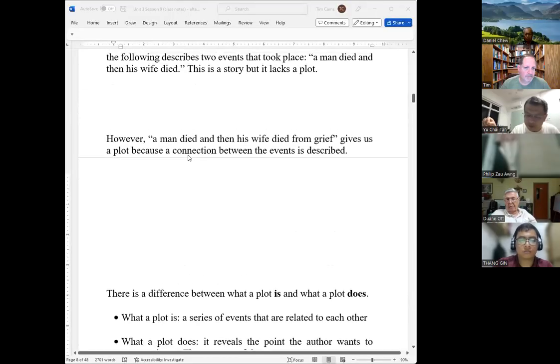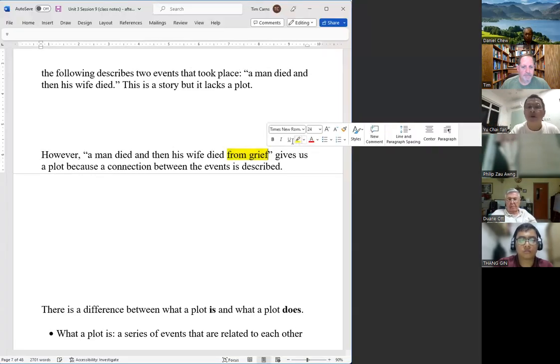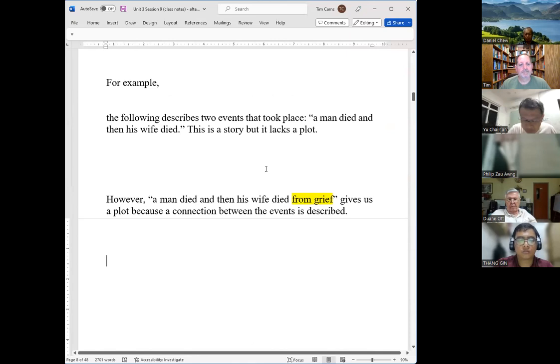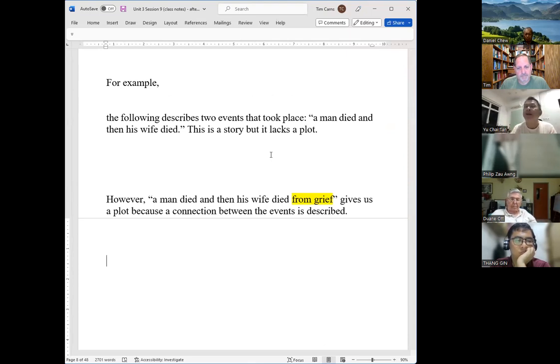Any clarifications? Yeah, Pastor Tim, can I ask two questions? Based on the example just now, a man died, his wife died, they can become two independent statements that are not connected. However, the subsequent example, a man died, then his wife died because of grief, right? So my first question is, in order to see the plot, does it mean we have to pay attention to conjunctions in the narratives, especially either the causation conjunctions or resultant conjunctions?